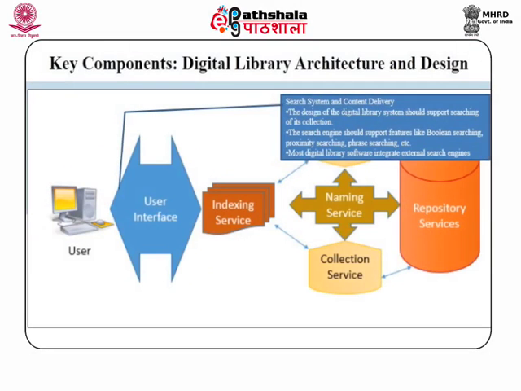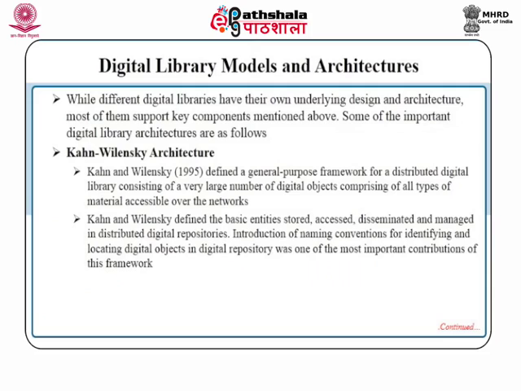The search system and content delivery also make up a part of the user interface. The design of a digital library system should support searching on its collection. The search engine should support features like Boolean searching, proximity searching, phrase searching, etc. Most digital library software integrate external search engines. Now, while different digital libraries have their own underlying design and architecture, most of them support the components mentioned above.